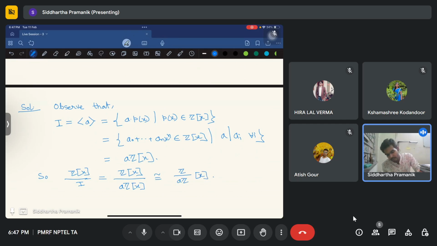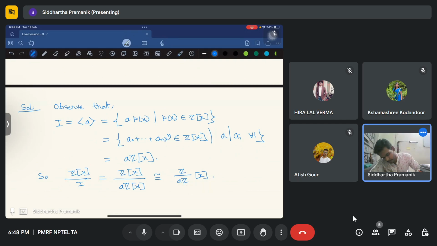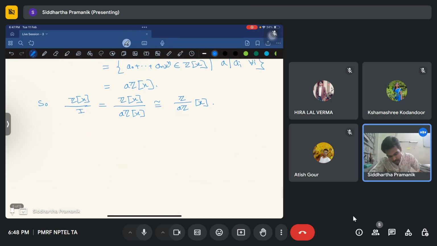So the problem reduces to: we need to determine when I is a prime or maximal ideal. That means when this quotient is an integral domain or a field. Now can you give an answer?